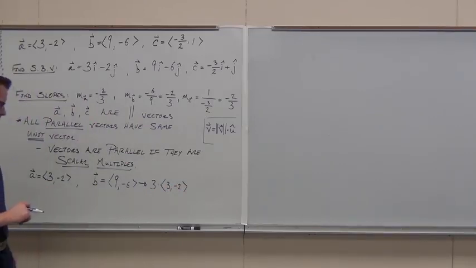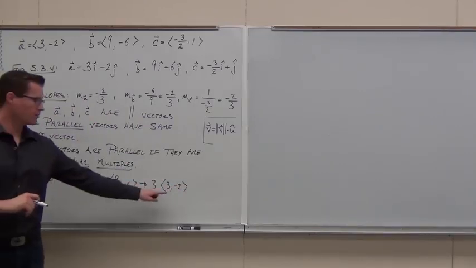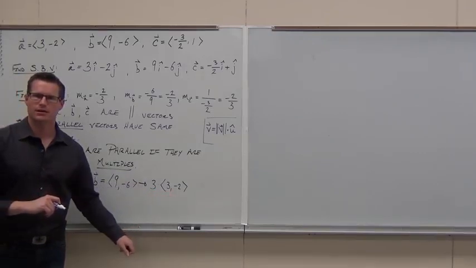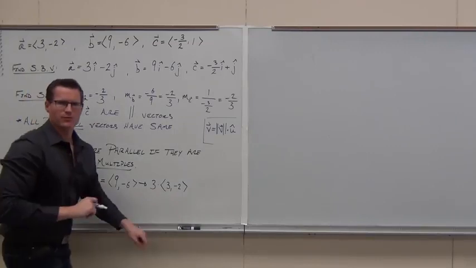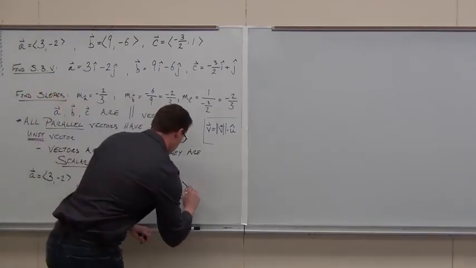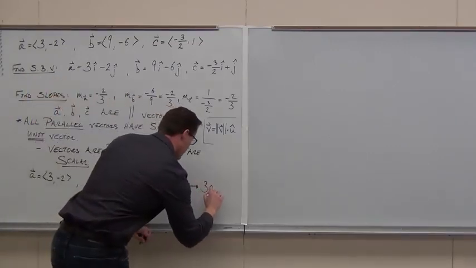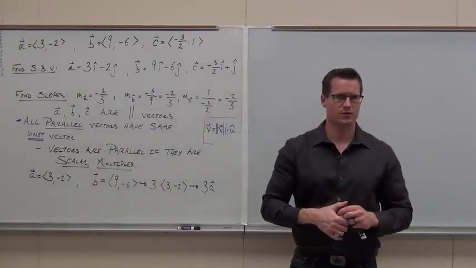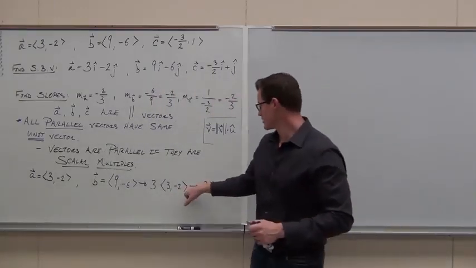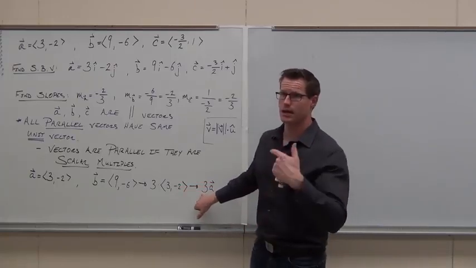Well, wait a second. That looks really familiar. What vector is that? B. A. Oh, A, I'm sorry. Just this one. What vector is that? A. So this is really 3 times A. I need a head nod if you're okay with just the factorization and noticing that this is literally a scalar 3 times a vector A.